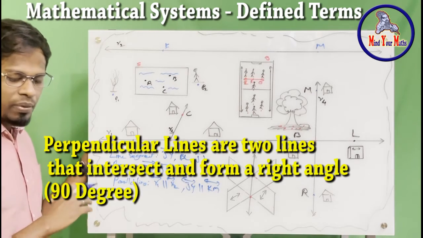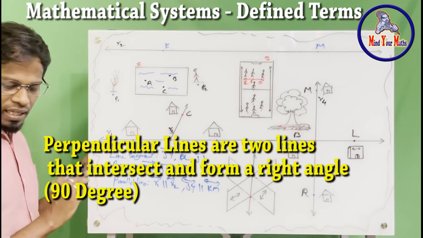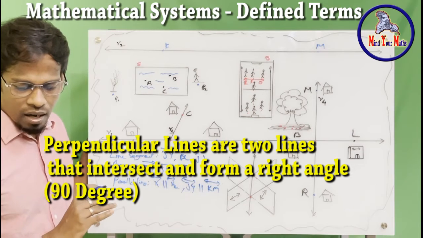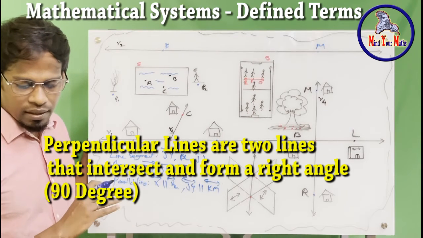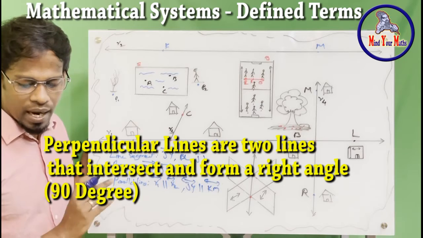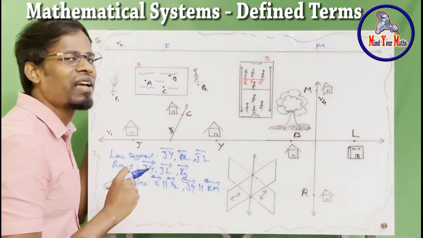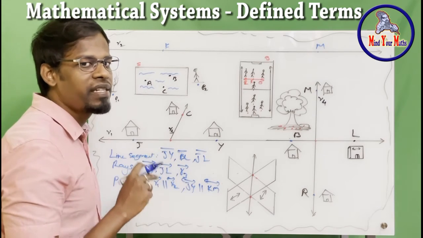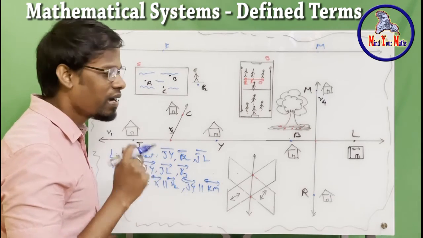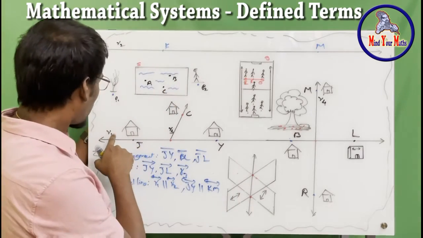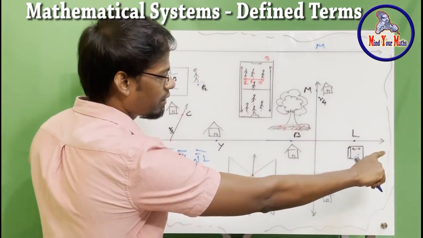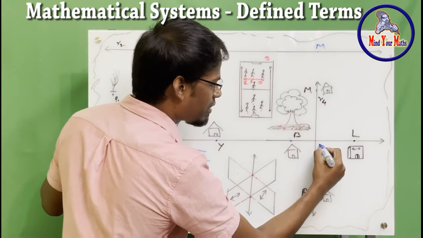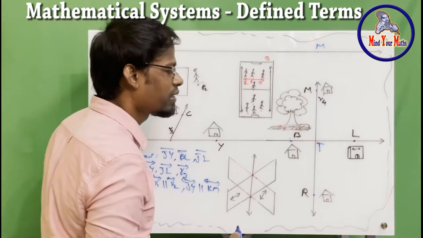The next one is perpendicular lines. By definition, any two lines are said to be perpendicular if they intersect and form a right angle. What is a right angle? A right angle is an angle of 90 degrees. You see here, road 1 is a line, and road 4 is another line. They intersect. Maybe there is a traffic light here.